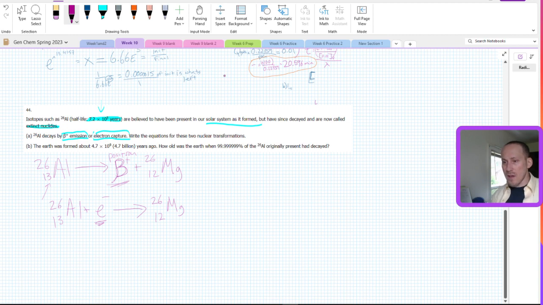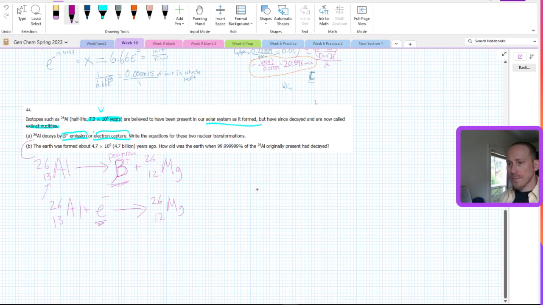So we have one left. The Earth was formed 4.7 billion years ago. How old was the Earth when 99.12345 6 of those had decayed?